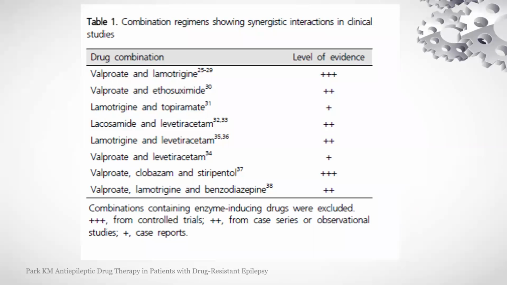Now, some combinations have been found to have synergistic effects and have been found to be very useful in trials. These combinations include valproate and lamotrigine. Although lamotrigine can cause drug rash, and the incidence of drug rash increases if lamotrigine is used along with valproate, the combination has been found to be pharmacodynamically very synergistic. Then valproate and ethosuximide, lamotrigine and topiramate, lacosamide and levetiracetam, lamotrigine and levetiracetam, valproate and levetiracetam. Then a combination of three drugs, valproate, stiripentol, and clobazam, especially in Dravet syndrome, and valproate, lamotrigine, and benzodiazepines. These combinations have been found to have synergistic value.